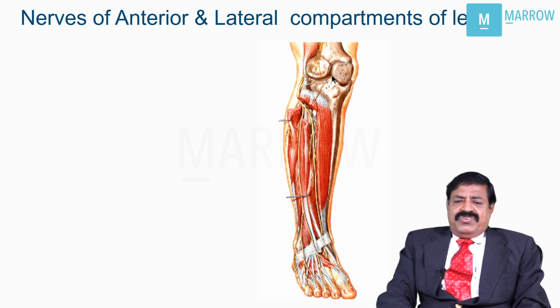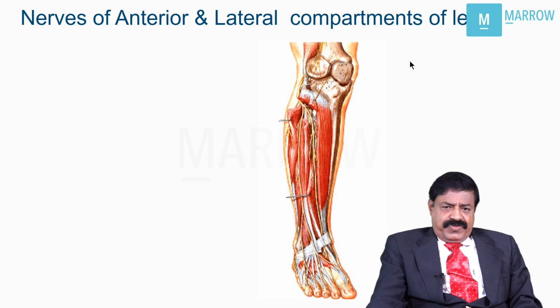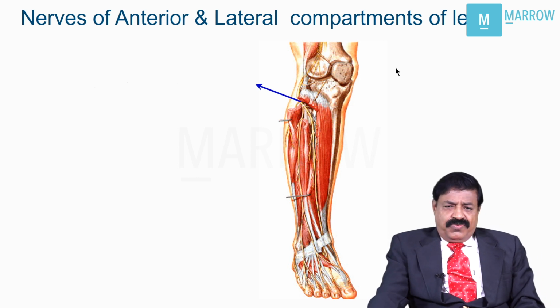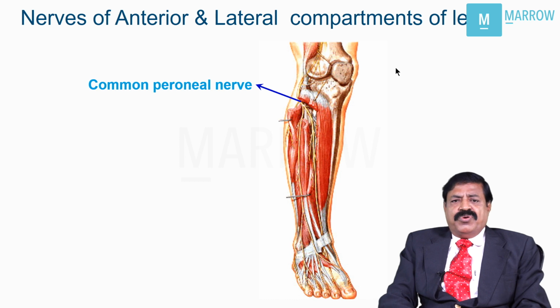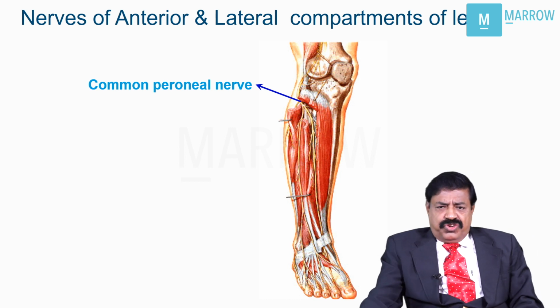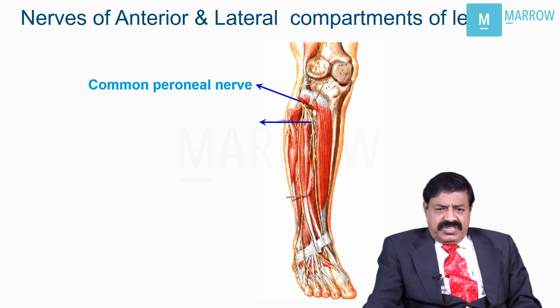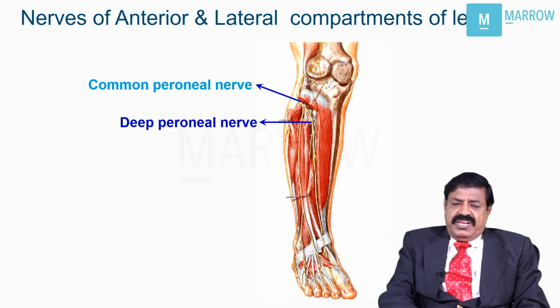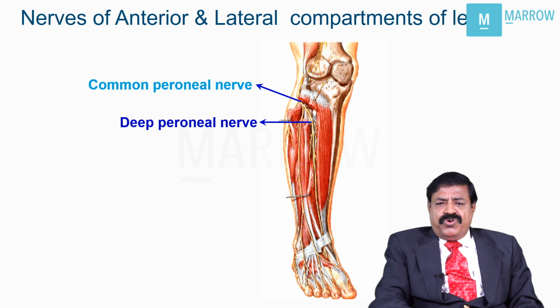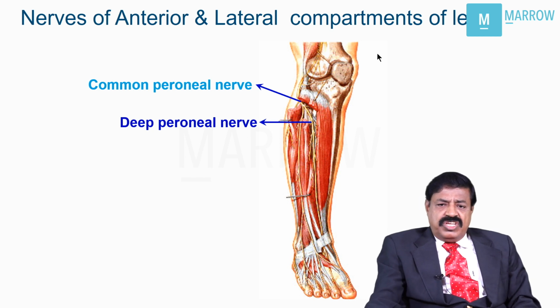This diagram is again to show you the common peroneal nerve and its branches. Here is this nerve winding around the neck of the fibula, dividing into two branches. This is the deep peroneal nerve entering the anterior compartment of leg. Why is this nerve called a deep peroneal nerve? Because it runs deep to all muscles in this compartment.